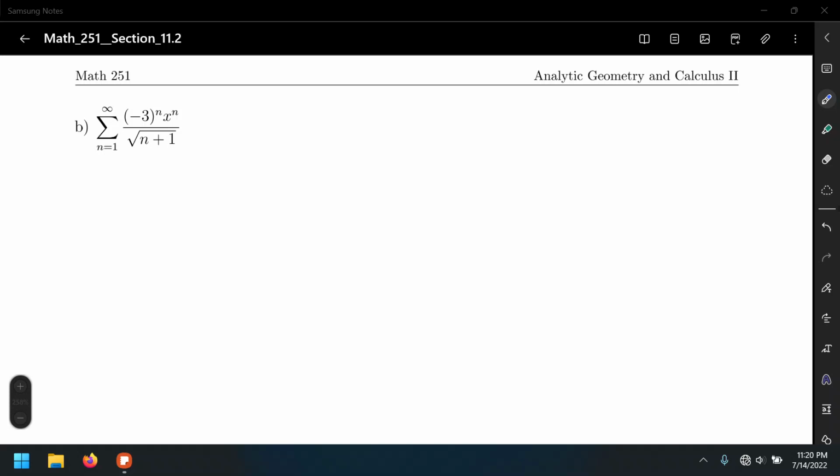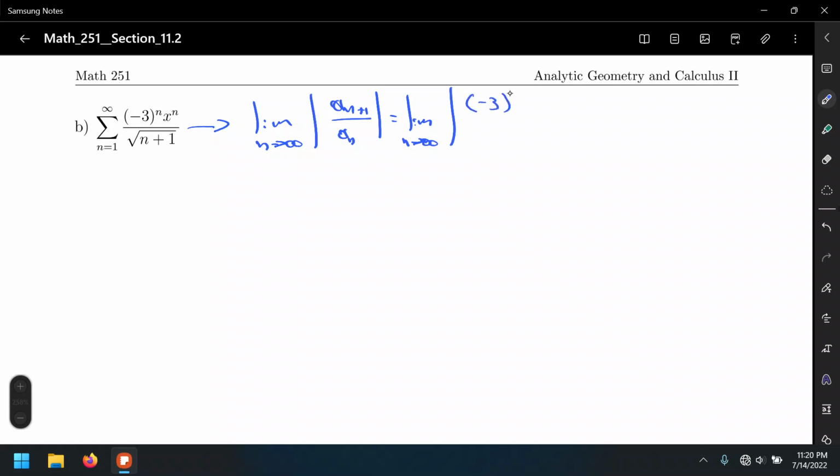For example, letter B, we have the sum from n equals 1 to infinity of negative 3 to the n x to the n over the square root of n plus 1. So again, what we're going to do here is perform the ratio test. That's the limit as n approaches infinity of a sub n plus 1 over a sub n, which is the original series shifted by n plus 1. So whenever we see the letter n, replace it with n plus 1.